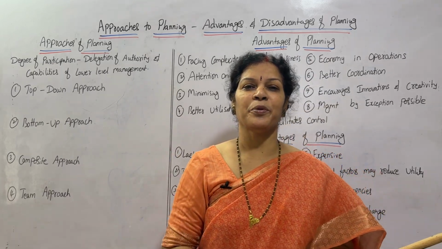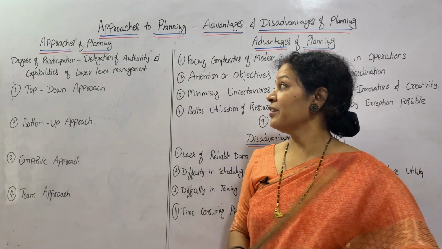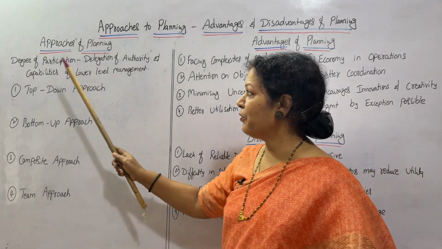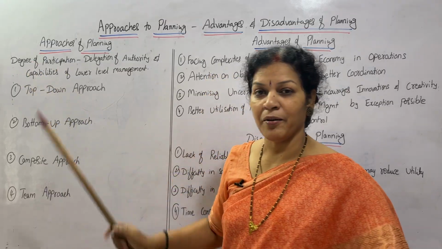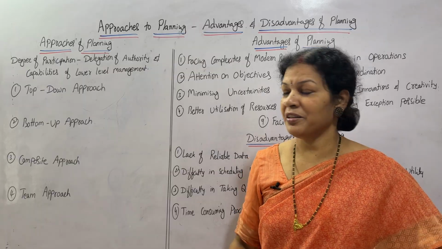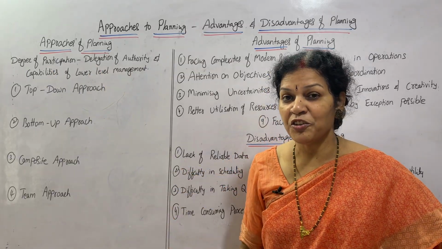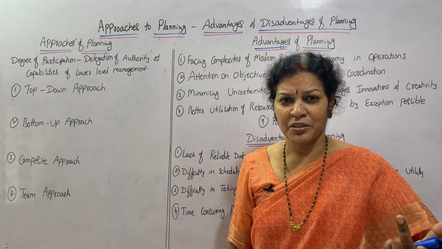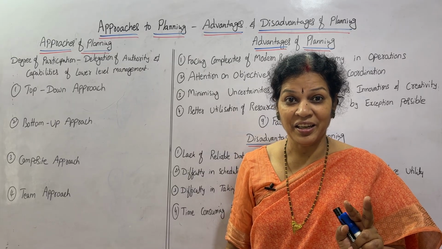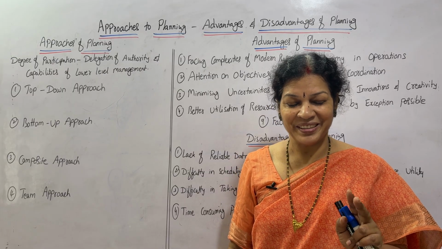Now, let's see approaches of planning. Approaches of planning are mainly based on a few aspects, like degree of participation. In planning, how many people are participating? Degree of participation, and delegation of authority: which delegation are they following, centralized or decentralized? Do you have any idea? Have you heard of it any time? Yes.